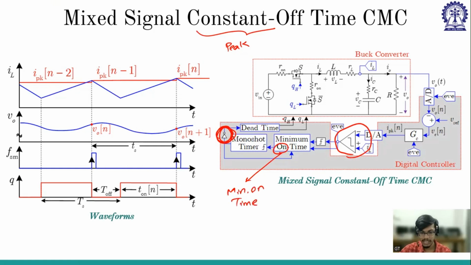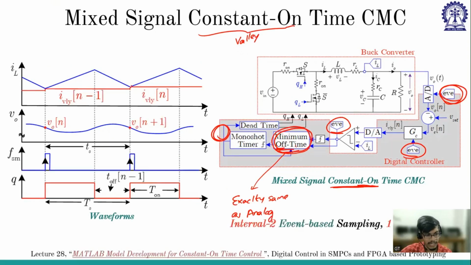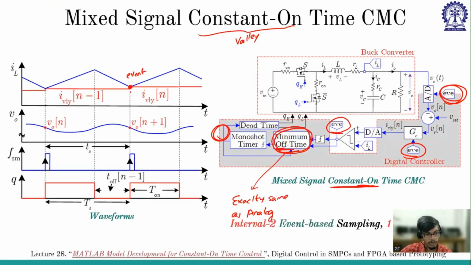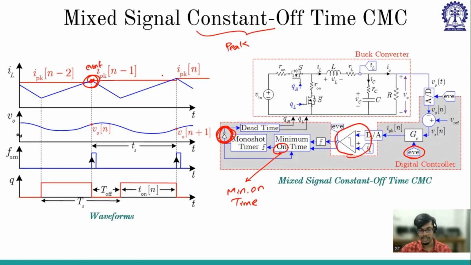So what are the changes? Here also the event is the same. Whenever the inductor is hitting the peak, this is the event. Here, whenever it is hitting the valley, this is the event. I am using this event to take the sample, and here I am using this event to take the sample. So there are no additional changes in the MATLAB.